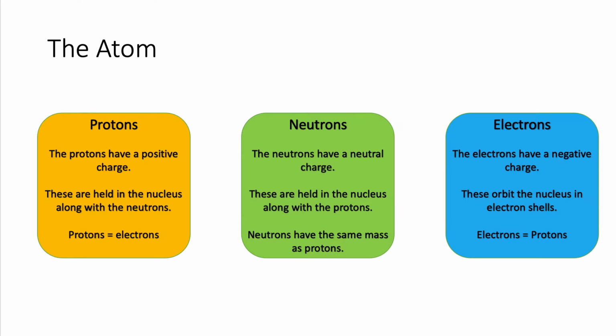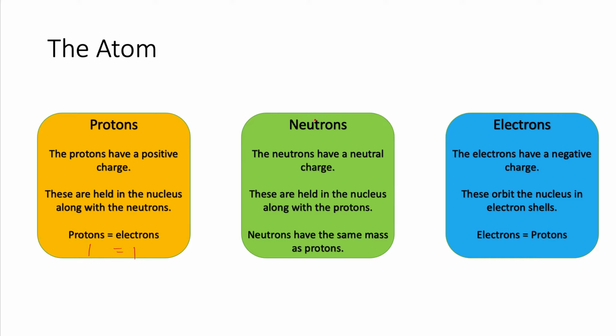So putting that into writing over here, protons have a positive charge. They are held in the nucleus along with the neutrons, and the number of protons is the same as the number of electrons. So if you had one proton, that would be the same as one electron. And we're going to have a look at that later in this video. Neutrons have a neutral charge, and the neutrons are held in the nucleus with the protons, and neutrons have the same mass as the protons as we looked at before.